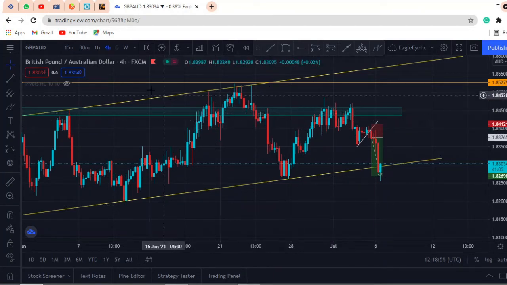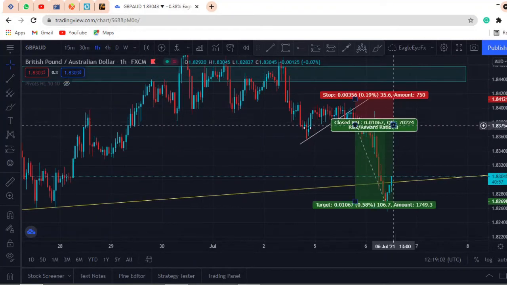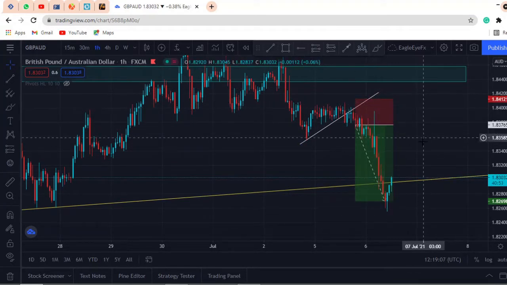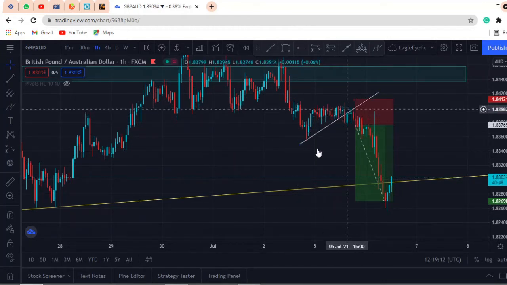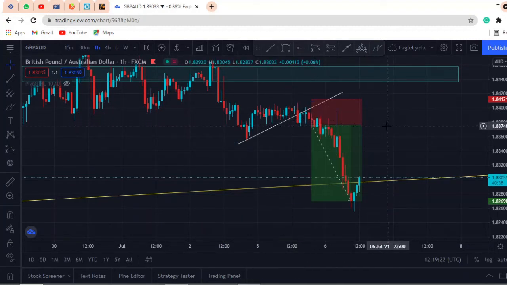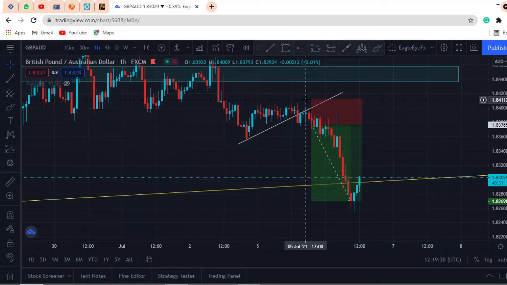So what did I do? I went to the 1 hour time frame, and I saw something very interesting. I saw this movement here, so I drew my trend line here, and for me to enter my short position, I was waiting for a break and a retest. So there was a break, then there was a retest, then I saw this bearish movement down, so I entered somewhere around here. I put my stop loss just above this one here.